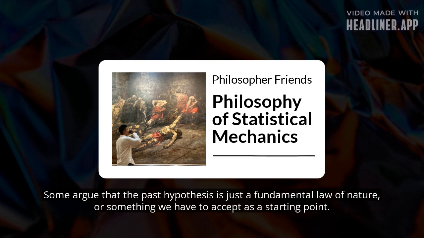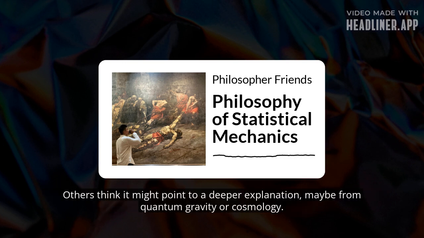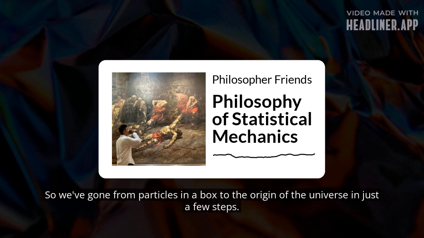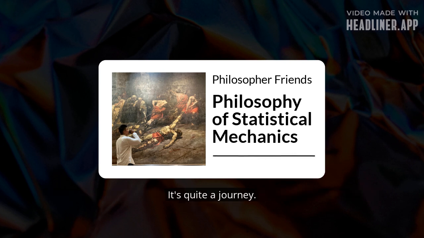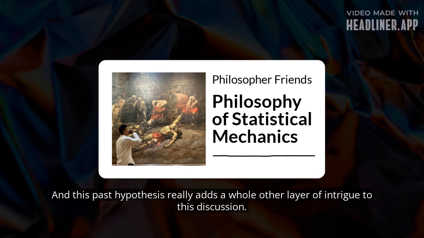That's a great point, and it's a major point of debate. Some argue that the past hypothesis is just a fundamental law of nature, something we have to accept as a starting point. Others think it might point to a deeper explanation, maybe from quantum gravity or cosmology. So we've gone from particles in a box to the origin of the universe in just a few steps. It's quite a journey. It is. And this past hypothesis really adds a whole other layer of intrigue to this discussion.